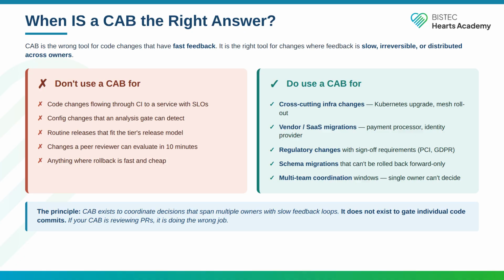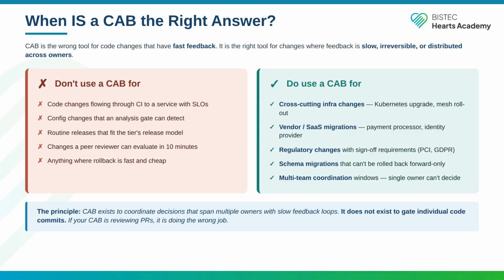Do use a CAB for cross-cutting infrastructure changes: Kubernetes upgrades, mesh rollouts, shared platform refactors, vendor and SaaS migrations, payment processors, identity providers, anything where the contract spans external teams. Regulatory changes with sign-off requirements: PCI, GDPR, HIPAA. Schema migrations that cannot be rolled back, forward only. Multi-team coordination windows where no single owner can decide.